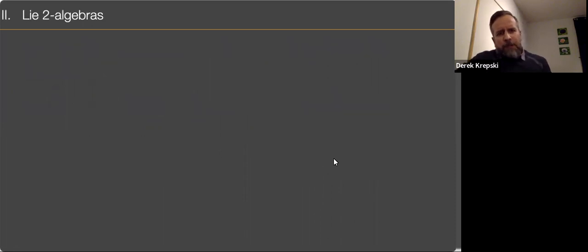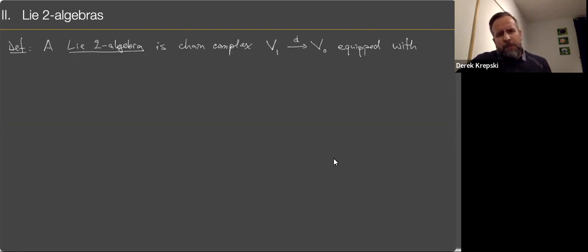Okay, so we've talked a little bit about bundle gerbes. Now we'll move over to Lie 2 algebras. This time we'll just give the definition. The idea with Lie 2 algebras, if you haven't seen these before, is that you may want to think of this as a kind of weakening of the condition of a Lie algebra. Okay, so here's the definition.